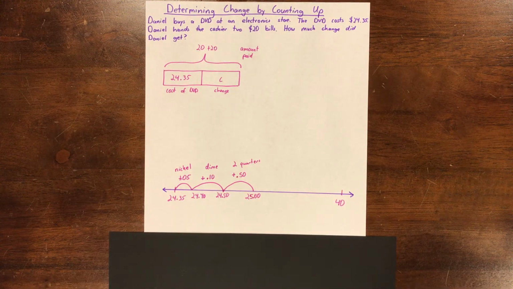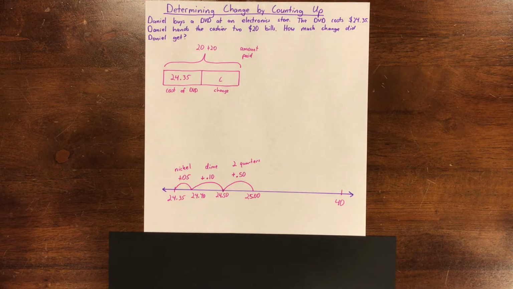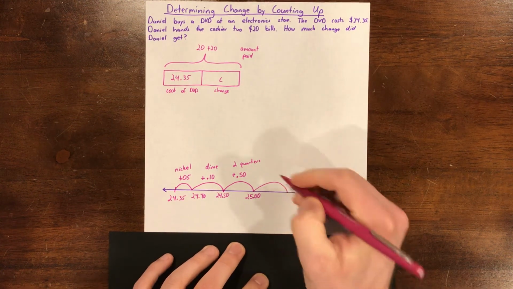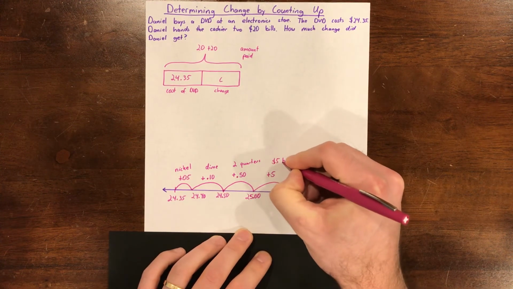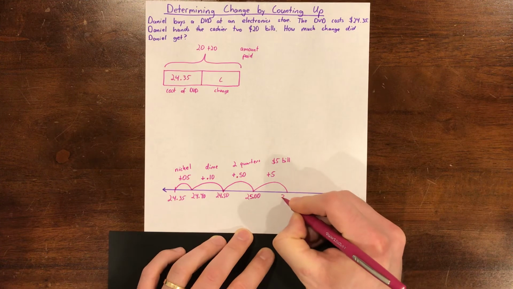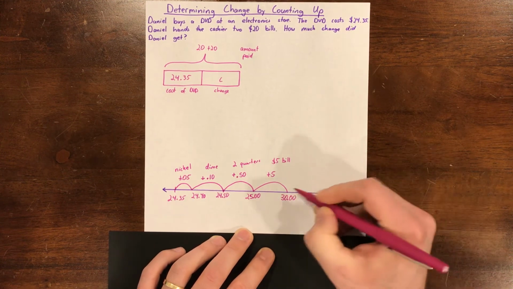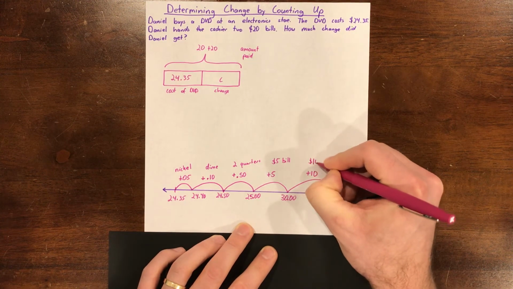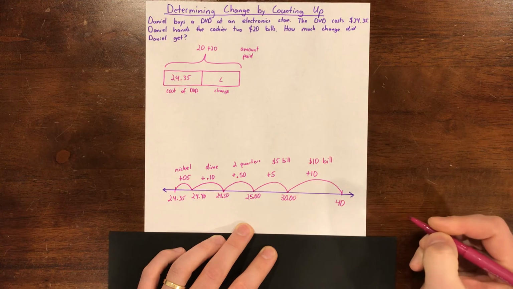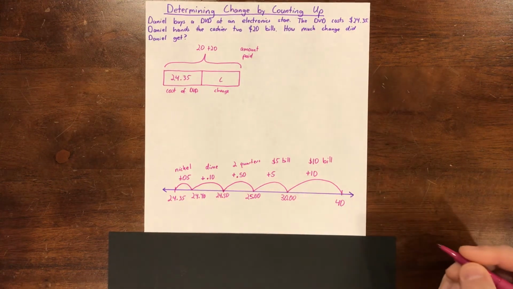Great. So from this point, now, what can we do? Go ahead and say it out loud. Right. Now we can just start adding bills. We could add a $5 bill, right? So I'm just going to put $5 bill up here. And that's going to get us to $30. And then one more jump, which would be a $10 bill. And that would get us to $40, which is what we need to get to.